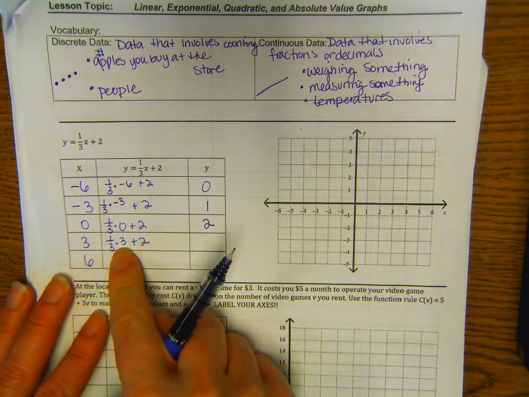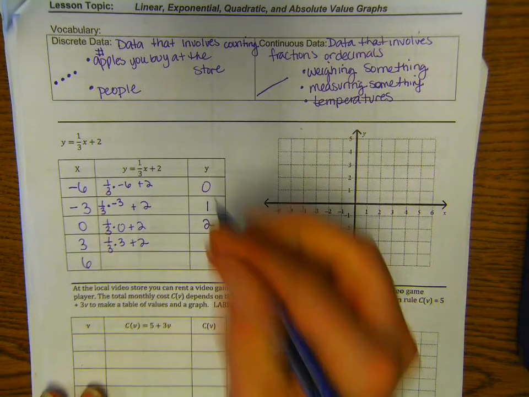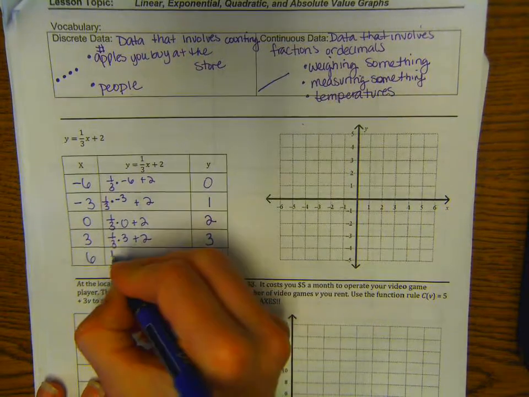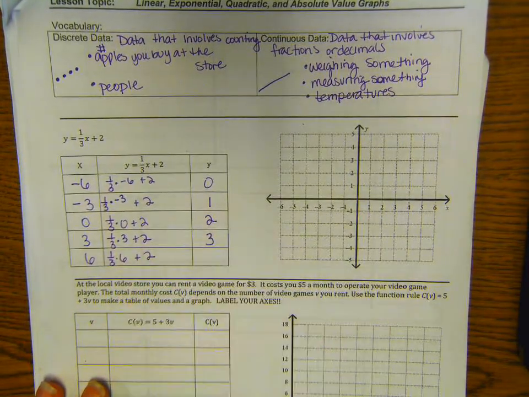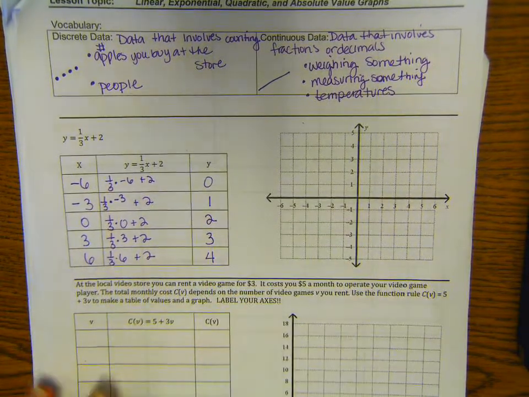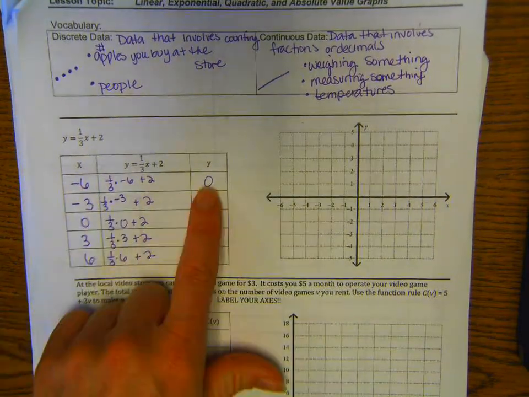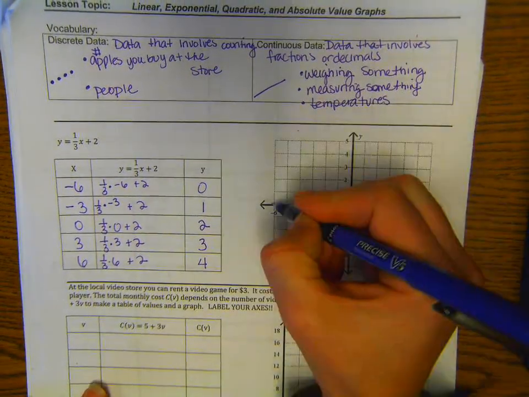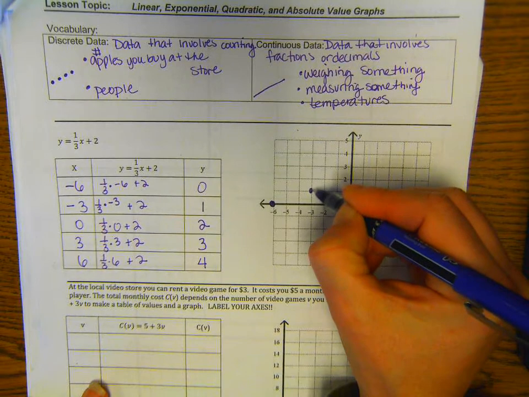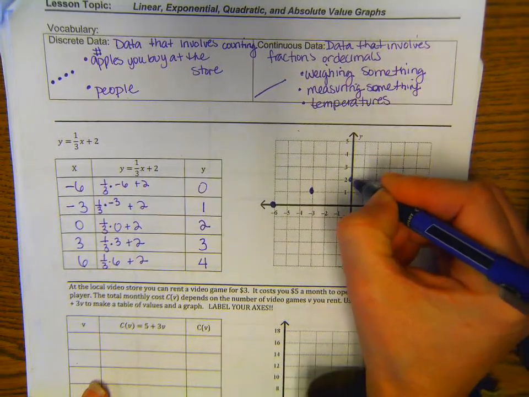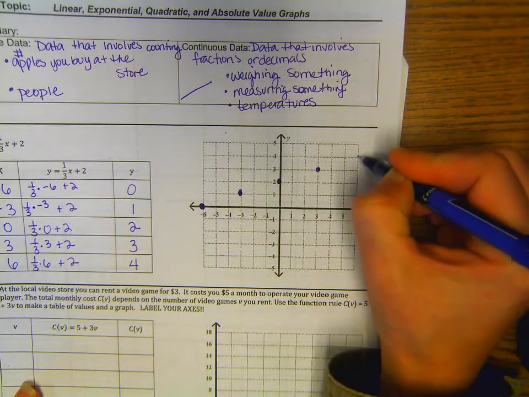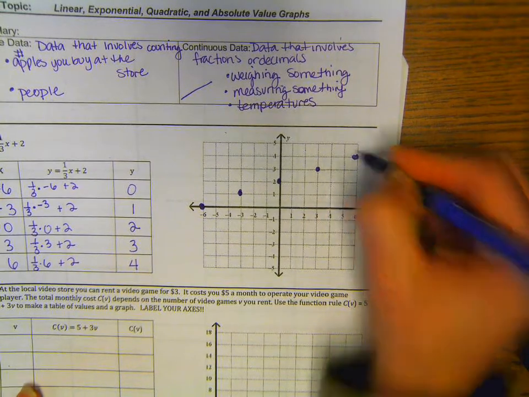1/3 times positive 3 plus 2. This is 3 over 3, which is 1. 1 plus 2 is 3. Then finally, 1/3 times 6 plus 2. 6 over 3 is 2. 2 plus 2 is 4. Okay, so guys, when I'm plotting these now, this is the x value, this is the y value, just to review. Negative 6, 0 should be right here. Negative 3, 1. 0, 2. 3, 3. And 6, 4.